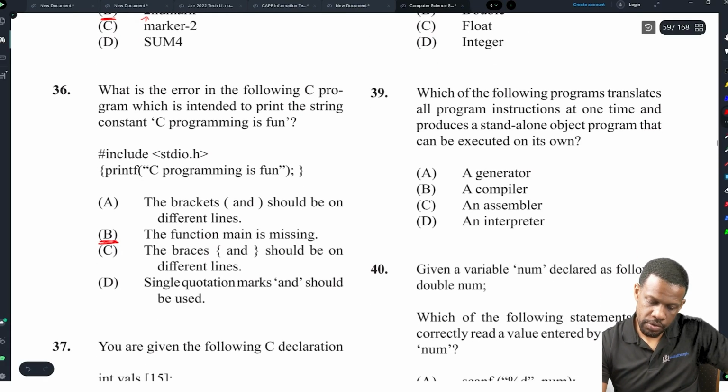Which of the following programs translates all program instructions at one time and produces a standalone object program that can be executed on its own? Translates all program instructions, a compiler.